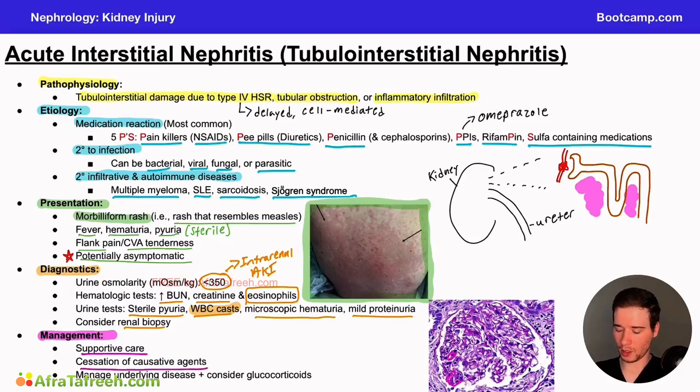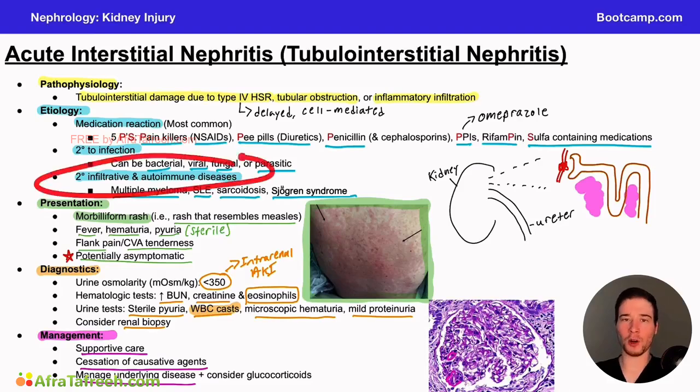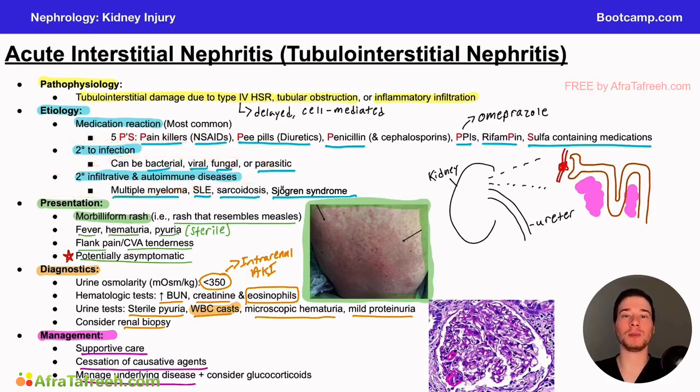We would also want to manage underlying diseases, right? If the patient has an infection, we want to treat that infection. If the patient has infiltrative or autoimmune diseases, we want to help with symptom management of those conditions. And finally, we can also consider the use of glucocorticoids if indicated for the patient.